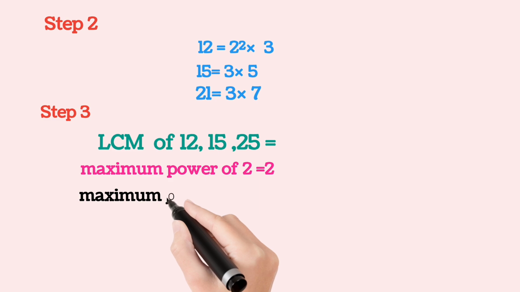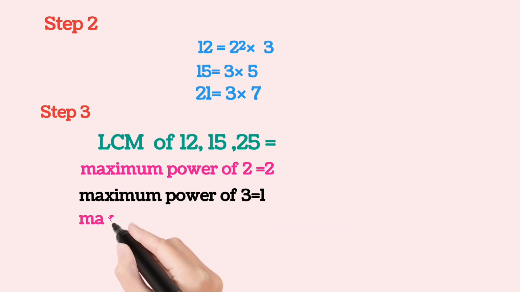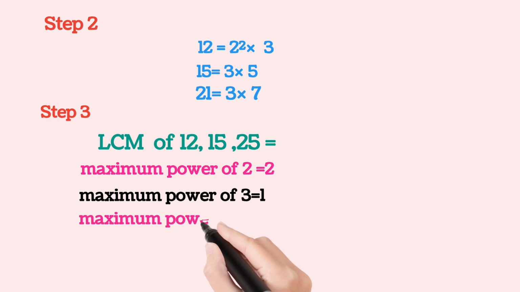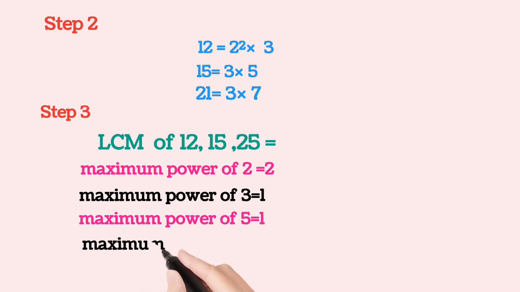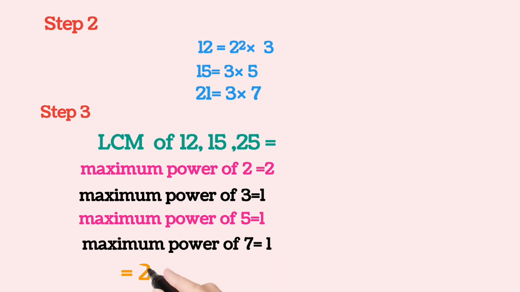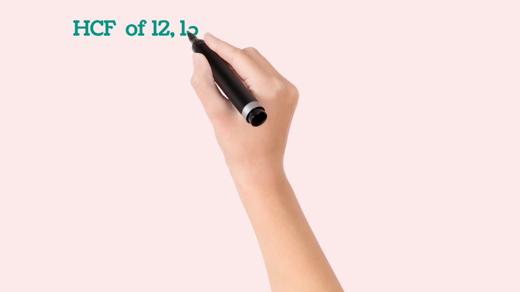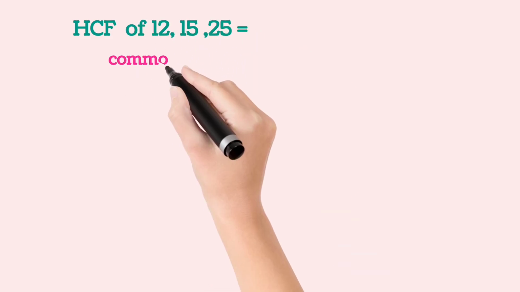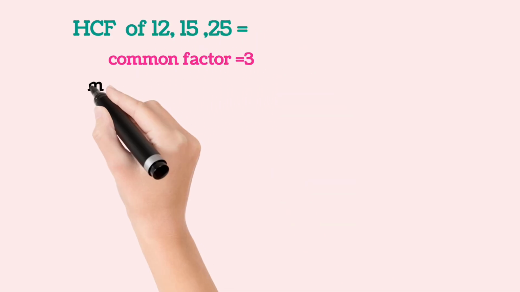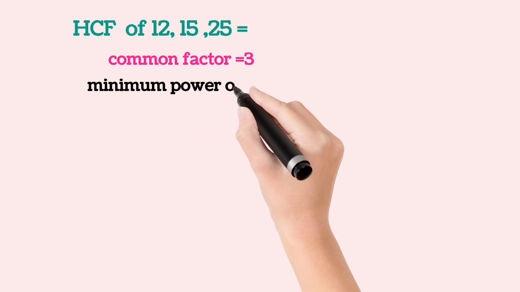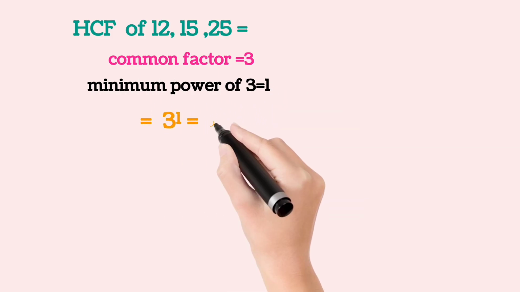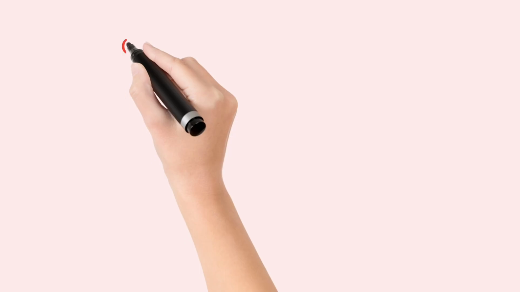power of 2 equal to 2, maximum power of 3 is 1, maximum power of 5 is 1, maximum power of 7 is 1. Now 2 square into 5 to the power 1 into 3 to the power 1 into 7 to the power 1, that is equal to 420. Now we will find HCF of 12, 15, 21. The common factor is 3 in 12, 15, 21. Minimum power of 3 is 1, so 3 to the power 1 equal to 3.